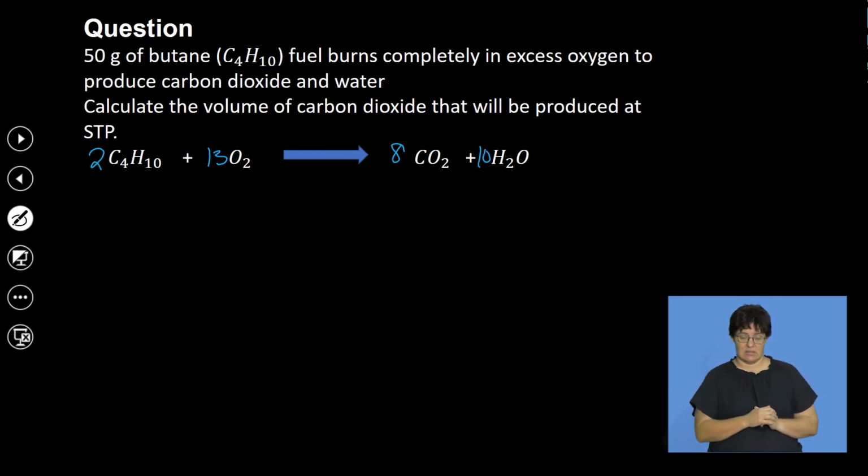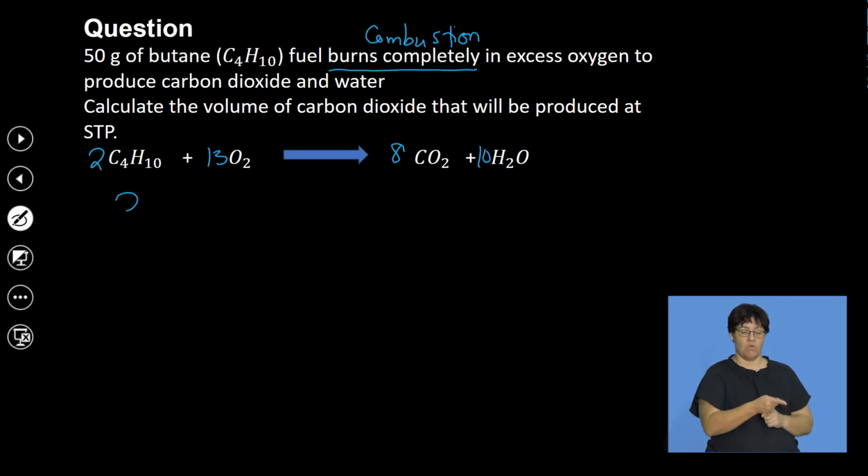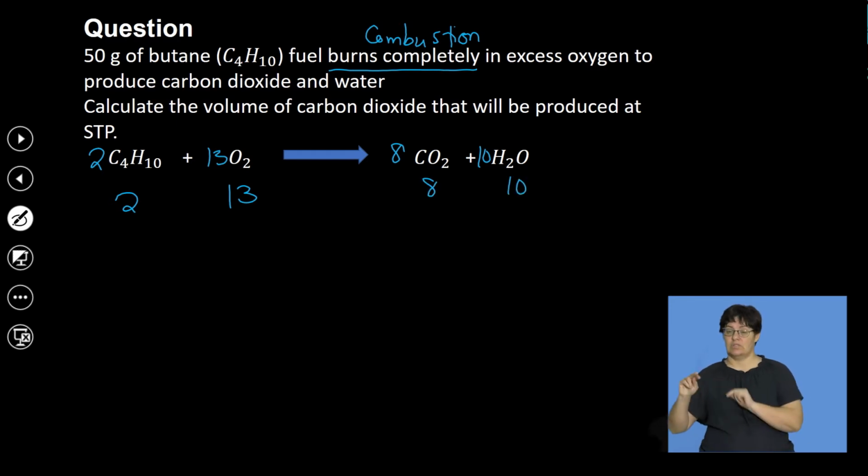So the stoichiometric ratio in which these substances react to form the product during this combustion reaction. So this burning completely, it's combustion, right? So the term that refers to the burning of fuels in excess oxygen is called combustion. So the stoichiometric ratio is 2 is to 13 is to 8 is to 10, right?